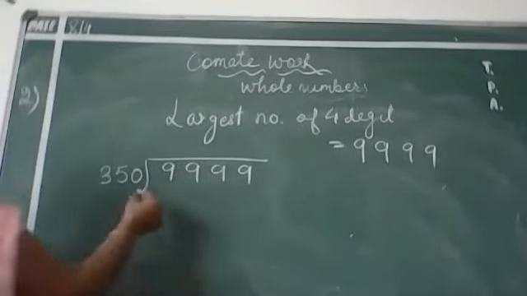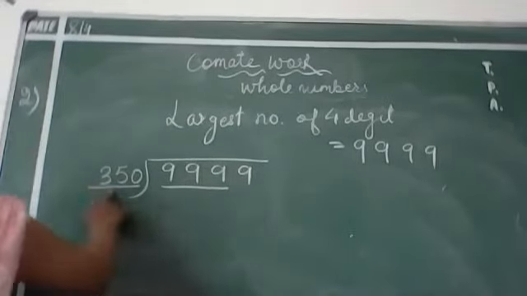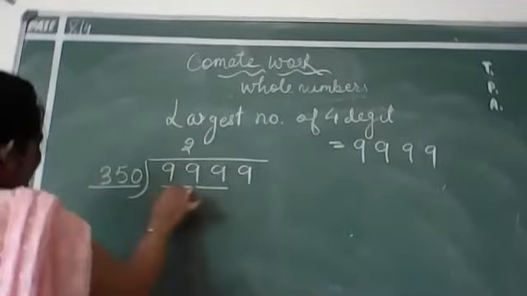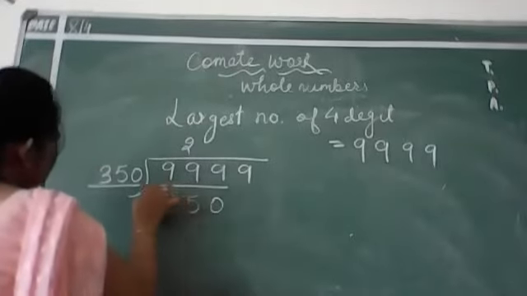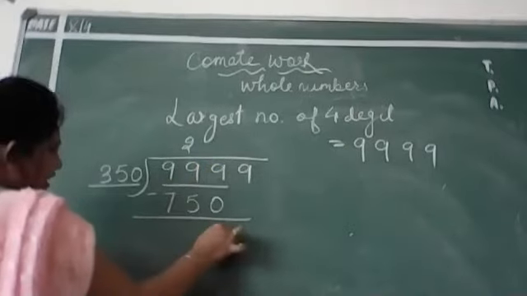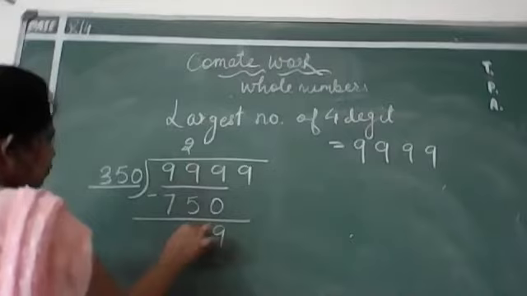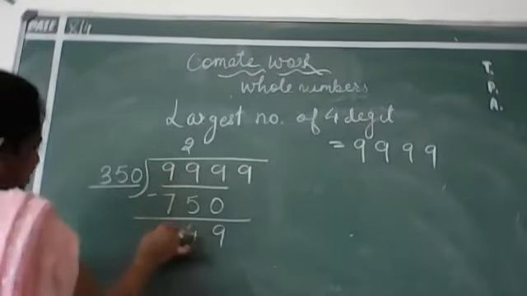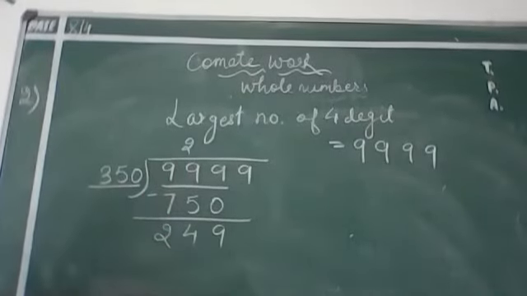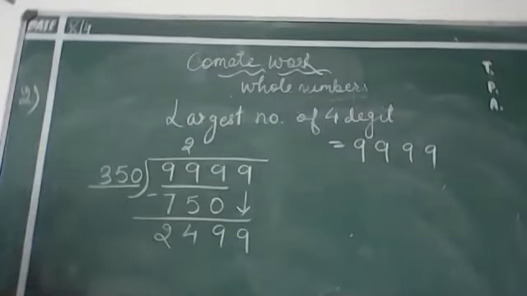Let us divide it. 3 digits, we will also take 3 digits. Now 350, we'll take it 2 times, it will give you 750. So now let us subtract it. 9 minus 0 will give you 9 only. 9 minus 5, it will give you 4. And 9 minus 7, it will give you here 2. This will be left. Now in the next step, this 9 will come down.